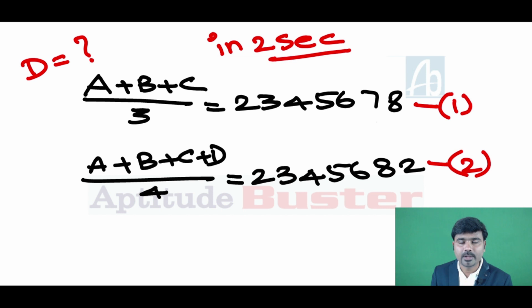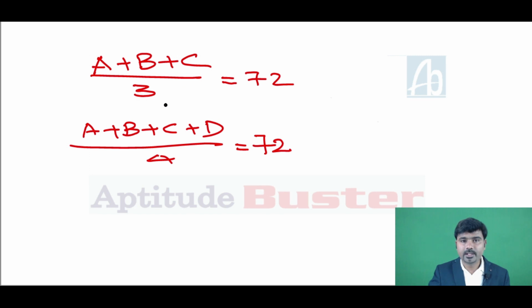If you know how to find out the answer in 2 seconds, don't watch this video. No need. If you don't know how to find out the answer for d in 2 seconds, then watch the video. Just look at these two equations. Average of 3 values is 72. Average of 4 values is also 72. Now, how can you find out the value of d?